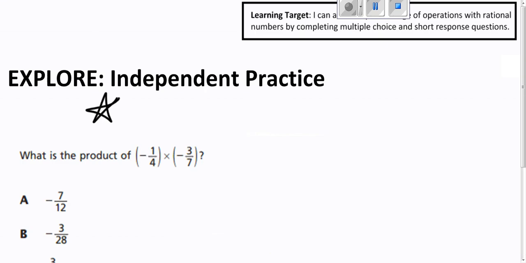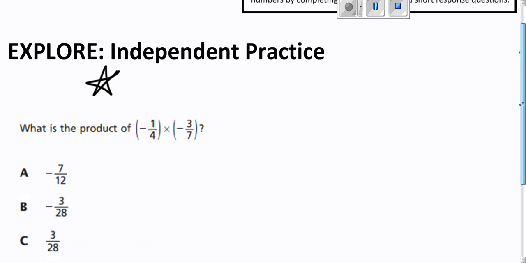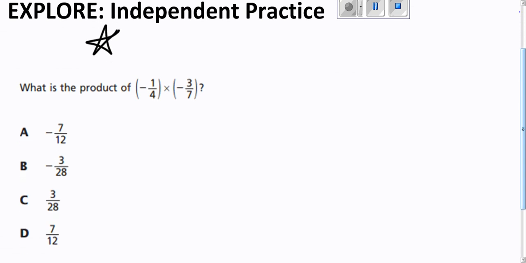This one, I don't know if it was in your stations, but it's definitely in your packet. So if you didn't get to it, do this one for practice. So hit pause, try it, and then hit unpause, and let's look at the answer. So it's negative 1/4 times negative 3/7. A negative times a negative is a positive. So I'm going to put a positive sign right away. And you just multiply straight across for fractions. So 1 times 3 is 3. 4 times 7 is 28. That can't be simplified. So positive 3/28. Choice C.